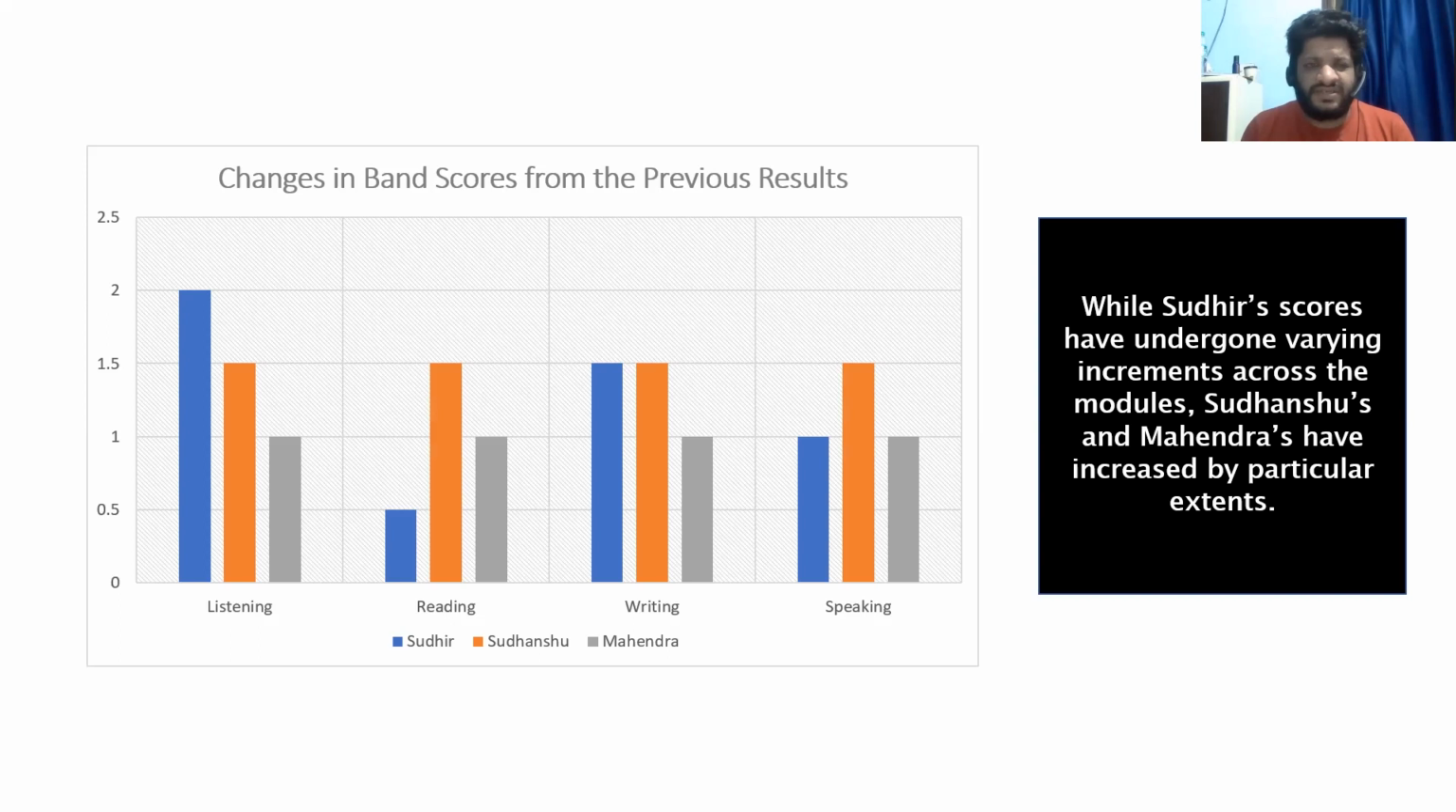As in, suppose the result this year is X and the result in the previous year was Y. Then the only thing that you have right now is that X minus Y is equal to 2 for listening for Sudhir. So you just have growths. So in such a case, if you write Sudhir's score is band 2, this is wrong. You can only say that Sudhir's listening score has increased by 2. This is the only chart that you're getting.